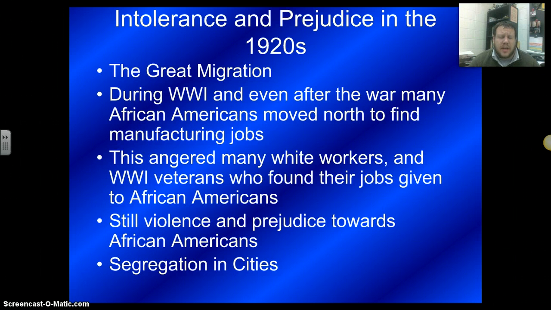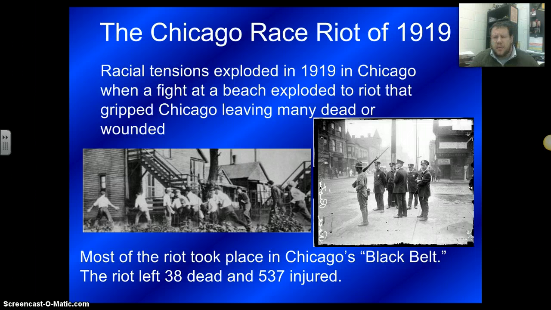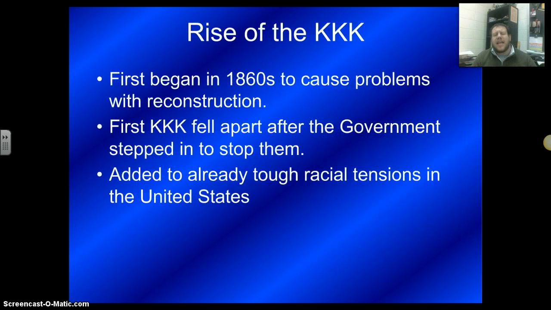Usually this was voluntary segregation, or based upon where jobs were available and where people were allowed to go. We mentioned before, in our World War One unit, the Chicago race riot in 1919, where a fight on the beach led to a few days of fighting throughout Chicago's Black Belt, the number of Black neighborhoods in Chicago, leaving 38 dead and 537 wounded, one example of how high these racial tensions were. Down south, we saw the rise of the KKK.